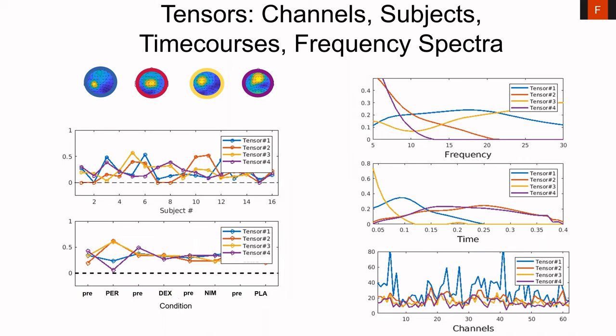Each component has a frequency spectrum, a time course, power distributed over channels, an effect over our 16 subjects, and more importantly, an effect for each state. This is pre-perampanel, this is post-perampanel, and it's already evident that something is happening on the tensor components, whereas very little happens for dextromethorphan, nimodipine, and, trust me, for placebo.